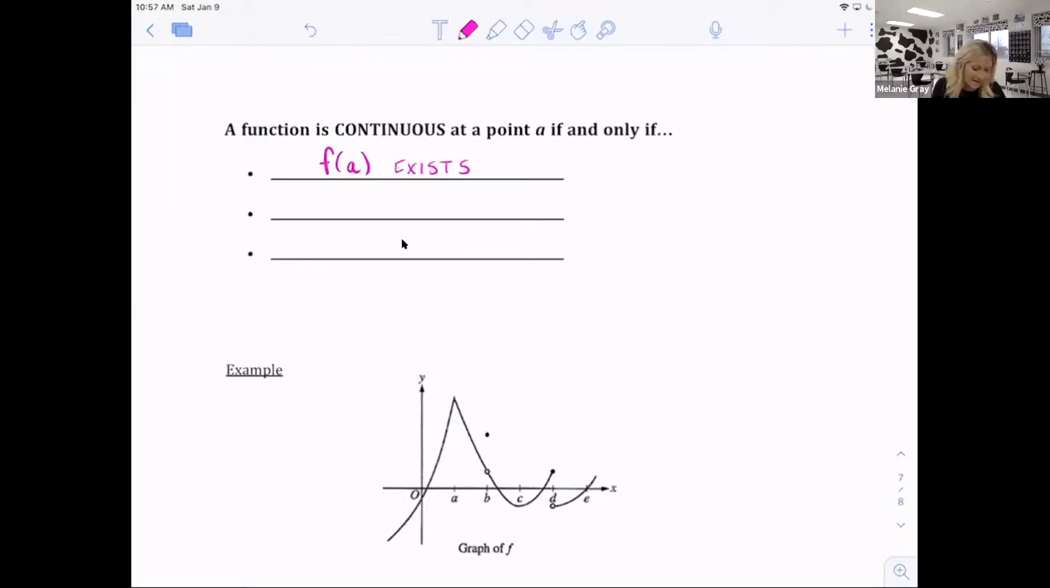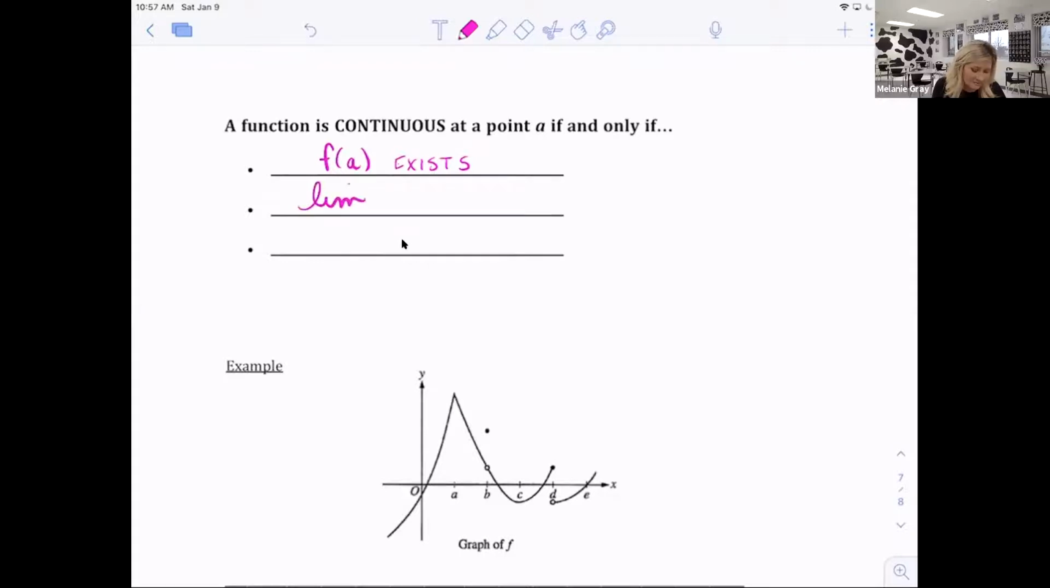Then we say if the limit as x approaches A of f of x exists. And then finally, if the limit as x approaches A of f of x equals f of A. So on a free response item, these are the 3 things that you must show if you're trying to prove continuity. If you're trying to prove that a function is continuous, you want to make sure that you've covered these 3 bases to get all of the points.